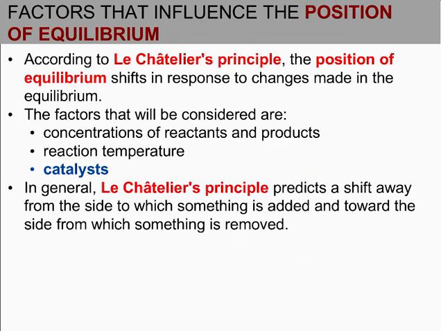So the factors that we can change are the concentrations of reactants and products, the reaction temperature, and then catalysts. So these are some things that we already talked about when we talked about how to change reaction rate. So in general, Le Chatelier's principle predicts a shift away from the side to which something is added and toward the side from which something is removed. So let's go over a few examples so we can see what that means.